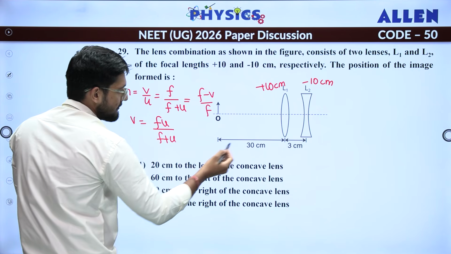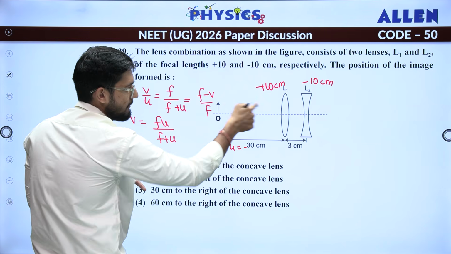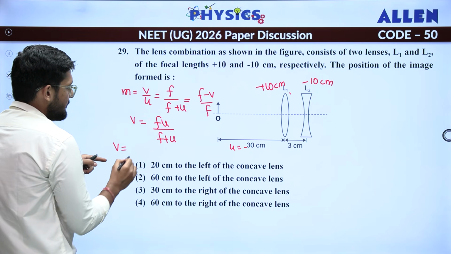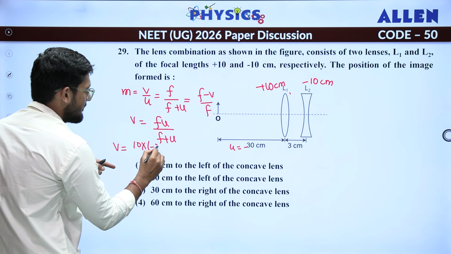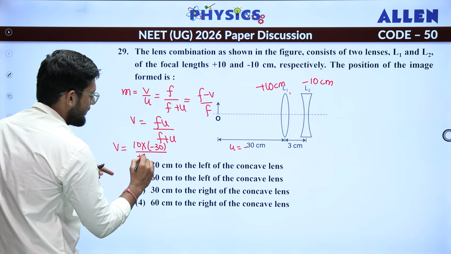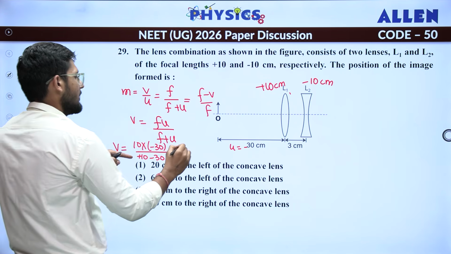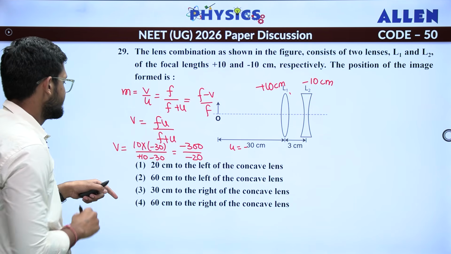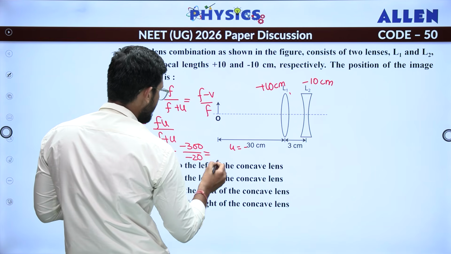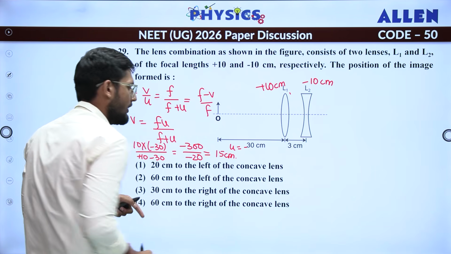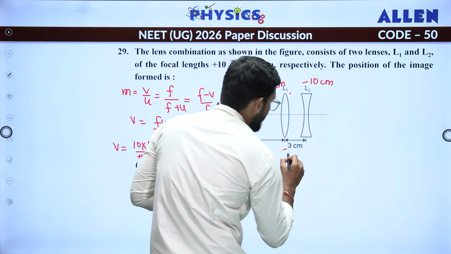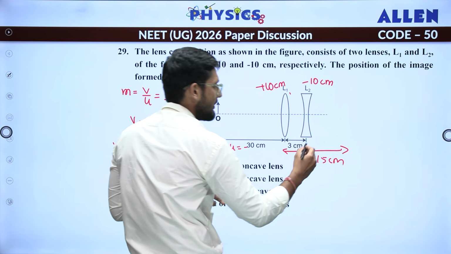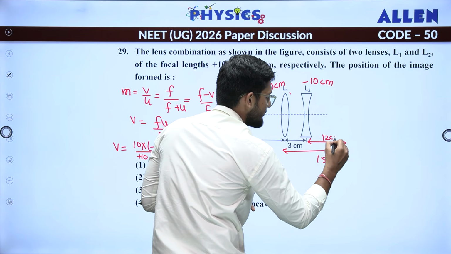So if we write the values, u will be minus 30 for the first lens, f is plus 10. So if I write that value, this will be 10 into minus 30 divided by plus 10 minus 30. This will be minus 300 divided by minus 20. So this comes out to be 15 centimeters. So after this point, it will be formed at 15 centimeter. This lens is placed at 3 centimeter. So this distance will be 12.